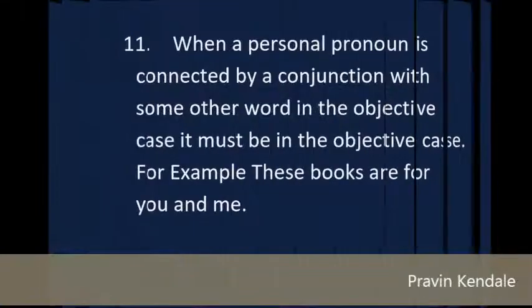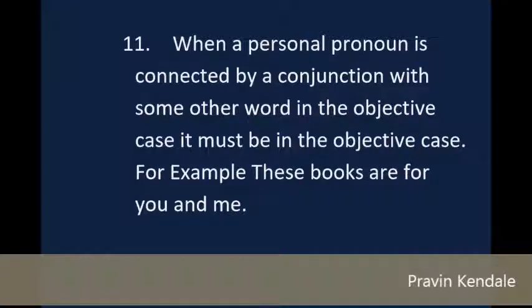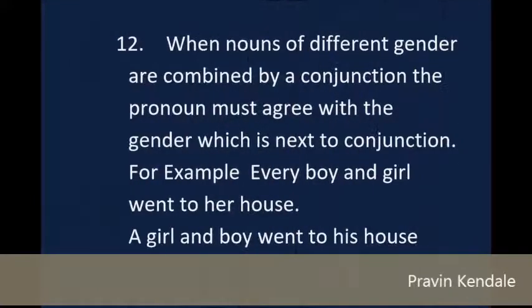11. When a personal pronoun is connected by a conjunction with some other word in the objective case, it must be in the objective case. For example, these books are for you and me. 12. When nouns of different gender are combined by a conjunction, the pronoun must agree with the gender which is next to the conjunction. For example, every boy and girl went to her house. A girl and boy went to his house.